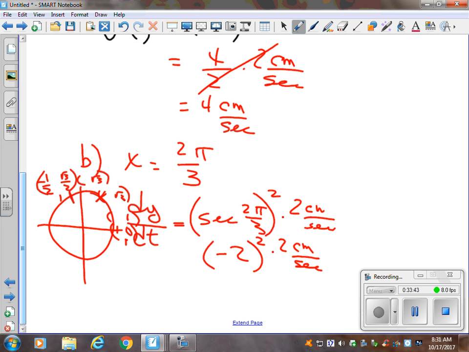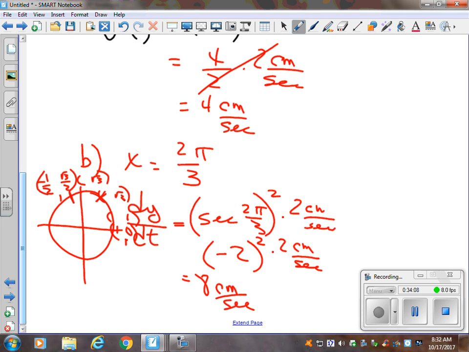So if I square that and multiply it by 2, then this one is changing by, make sure you square out the negative, because negative squared is a positive. And just multiply it all together. And it's positive 8 centimeters per second. So this one's changing by a whole lot faster rate than the previous one.